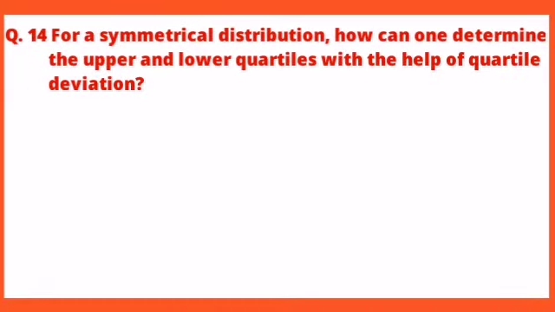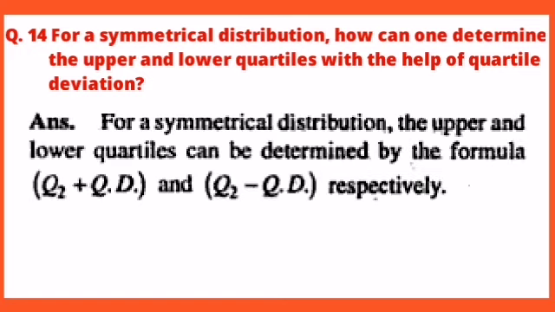Question 14. For a symmetrical distribution, how can one determine the upper and lower quartiles with the help of quartile deviation? Answer. For a symmetrical distribution, the upper and lower quartiles can be determined by the formula Q2 plus QD and Q2 minus QD, respectively.